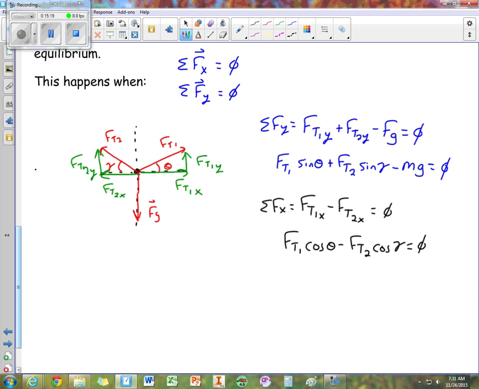Now, looking at this, we can see that we have two unknowns. That's assuming you know the mass. We don't know FT1 and we don't know FT2, but at this point, we have two equations. So using a little bit of algebra, we could solve for both of those unknowns. All right, that concludes this video.